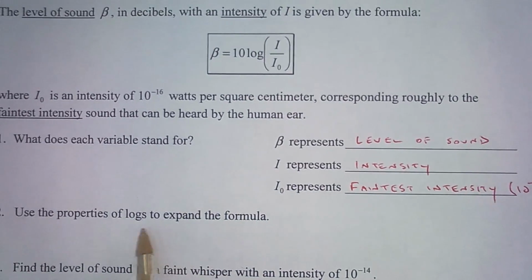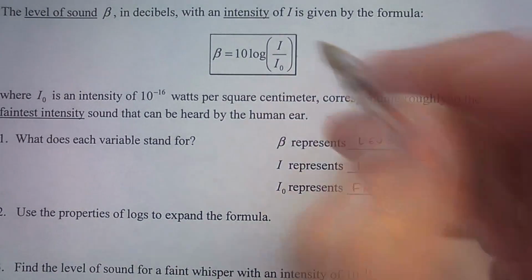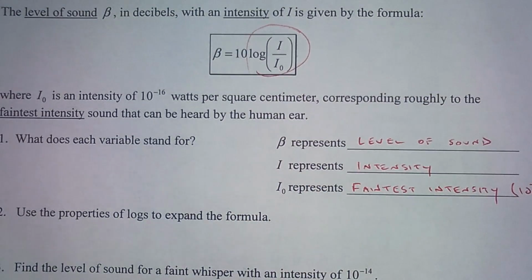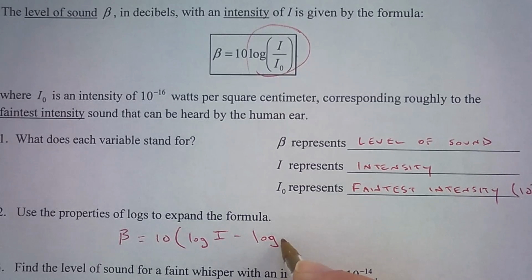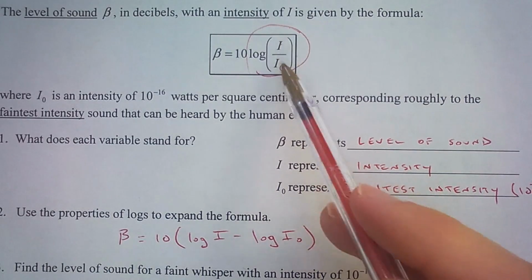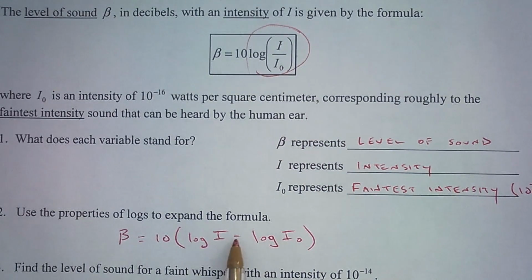Use the properties of logs to expand the formula. So here I have a logarithm with an argument that is divided, so that can be split into two logarithms that are subtracted. So beta equals 10 times log I minus log I sub 0. I took this one logarithm with an argument that's divided and split it into two separate logarithms subtracted.